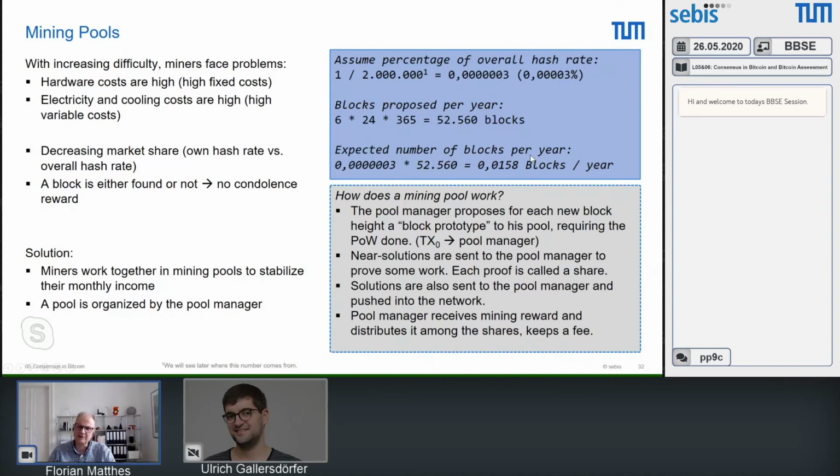So it's nicer for you to be a member of a pool where you don't earn as much as if you mined a whole block, but you would have some income every month, or every day, or every week.